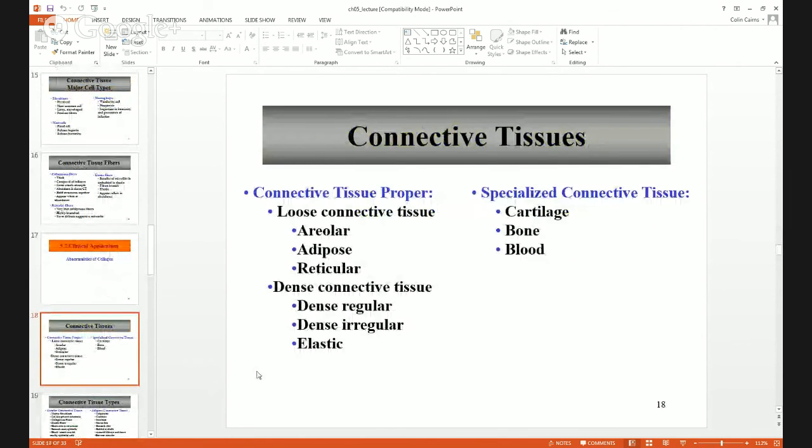We can also break the connective tissue down into groups. Connective tissue proper. There's loose connective tissue. There's three types: areolar, adipose, and reticular. There's specialized connective tissue, which is composed of cartilage, bone, or blood. And dense connective tissue, which is dense regular, dense irregular, or elastic.